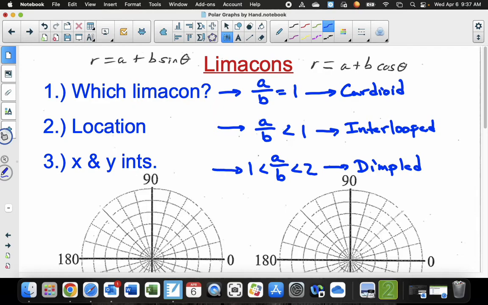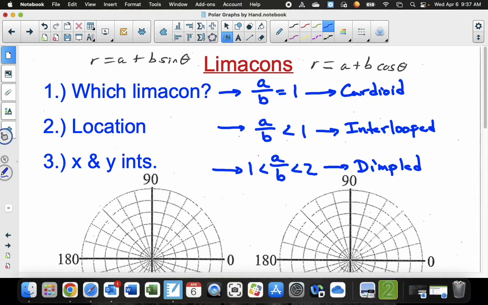B. If B is positive, it's above. If B is negative, it's below. Just a reflection is all that is. But you're only focused on the sign of B. If A is negative, it doesn't change the graph much at all.